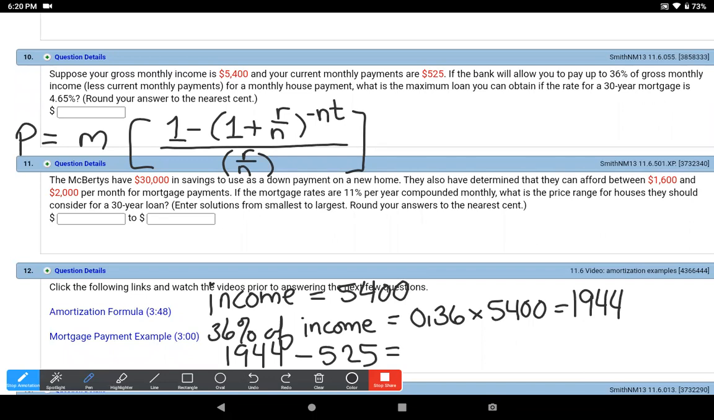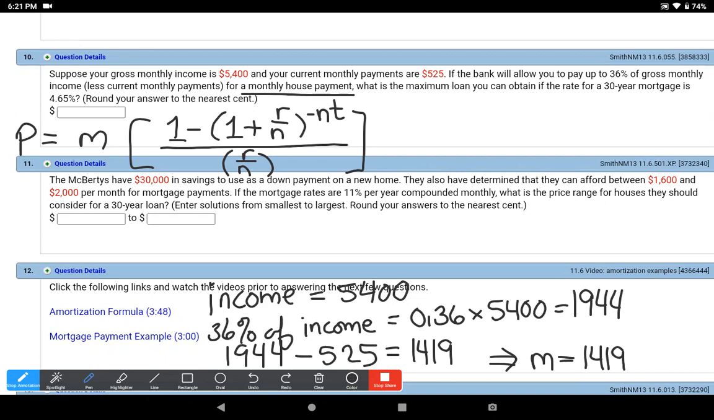That's what we're looking at here. So 1944 subtract 525. That gives me a value of 1419. That's M, right? So our mortgage payment, our monthly house payment, right? That's M. That's going to be this 1419. Okay, so we had to do some work to get that one. And now we can kind of pick up the rest of our stuff.